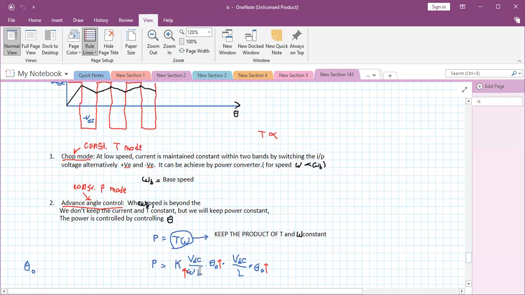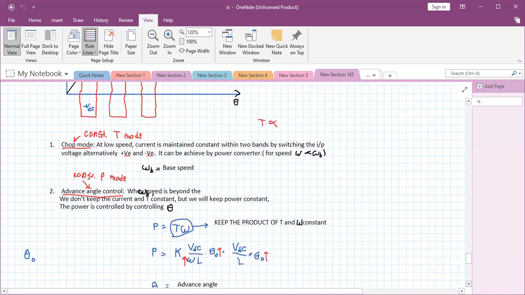L depends upon the rotor and stator slot position. So here we can control omega and theta naught. Omega is the speed, so that is increasing. To keep the power constant, theta naught is also increasing. This control of theta naught is called advanced angle control. It is also known as a constant power mode.